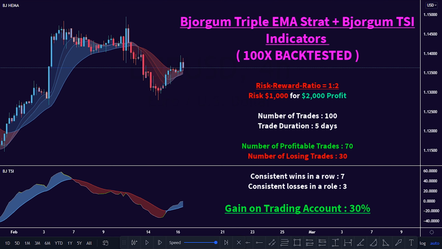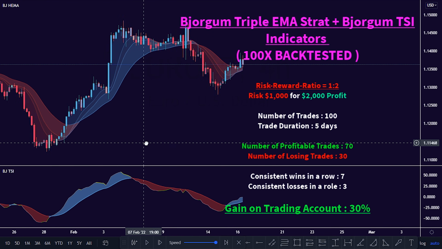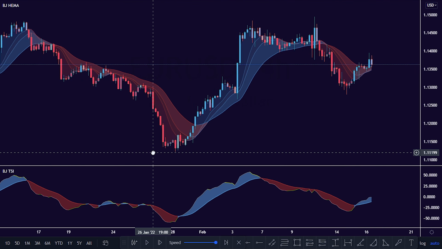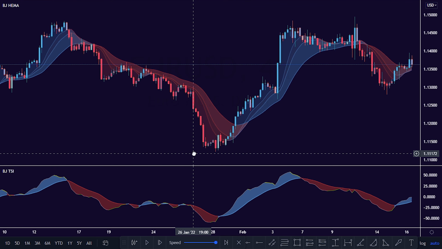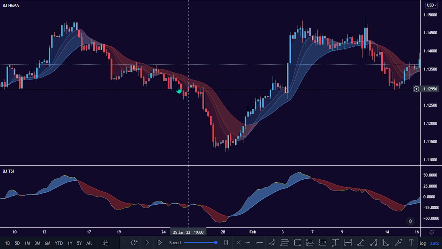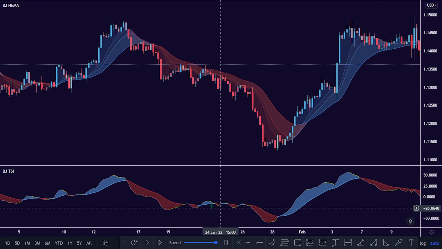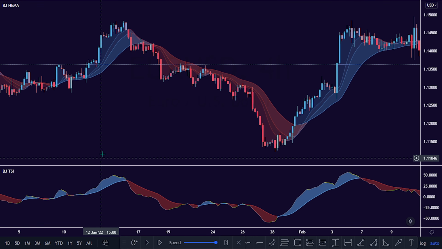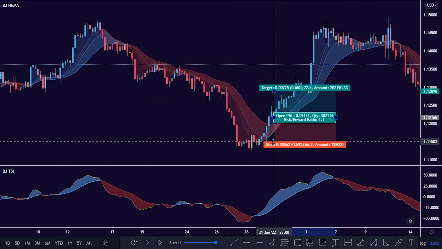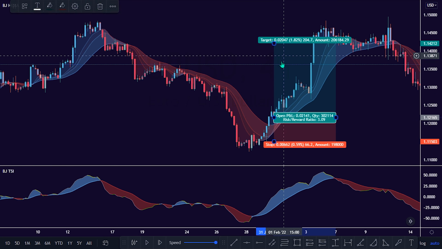As we can see, a 30% gain on a trading account indicates that the Bjorgum triple EMA Strat plus Bjorgum TSI indicators is an effective and powerful trading strategy that traders can utilize to consistently detect high-winning trade setups in the market. Make sure you practice this trading strategy on a demo account before applying it to trade on a live trading account. Also, ensure you implement proper risk money management when trading with this trading indicator.